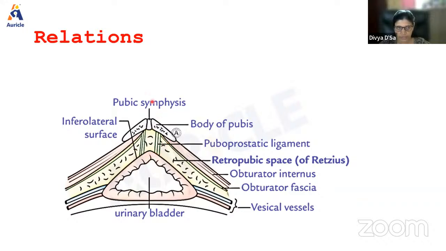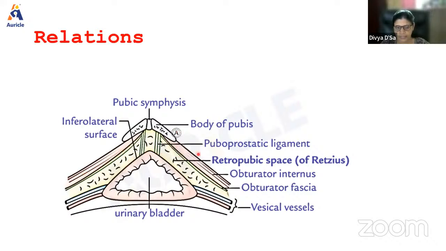The space of Retzius can be asked as a 3-mark question or as an MCQ. The boundaries of this space: in front there is the symphysis pubis and the body of the pubis. Behind and on each side will be the posterior pubovesical ligaments, which are not seen here. Above will be the peritoneum. Below will be the puboprostatic or pubovesical ligaments. Medially will be the inferolateral surfaces of the bladder and the prostate, whereas laterally will be the fascia covering the levator ani muscle.